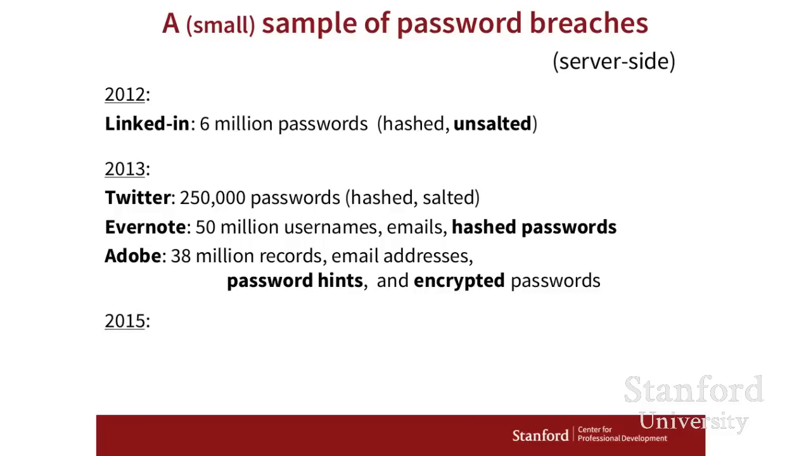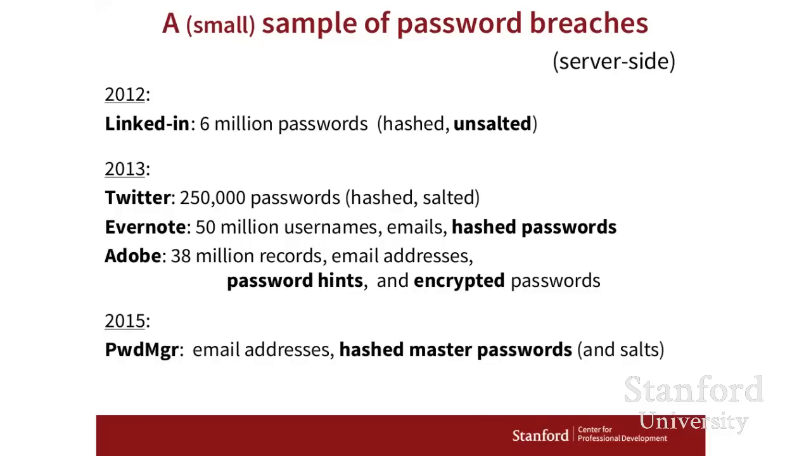And then, a more recent example, in 2015, a fairly common password manager had an issue where hashed master passwords and salts were compromised. In some cases, that can enable what's called an offline dictionary attack, where an attacker can try lots of words in the dictionary until he finds one that hashes to the user's password, and that essentially reveals the user's password. So the question is what to do about that.